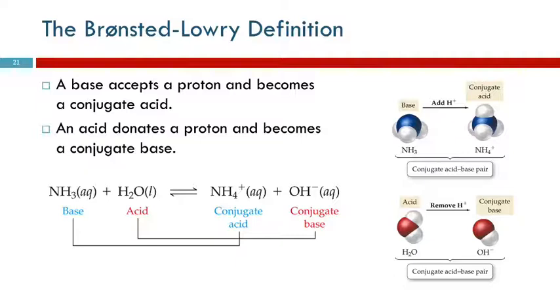And here we have it with space-filling models. So to go from NH3, the base, to the conjugate acid, we add a hydrogen ion. To go from water, the acid, to its conjugate base, we remove a hydrogen ion. Where did the hydrogen ion go? It got added to the ammonia.